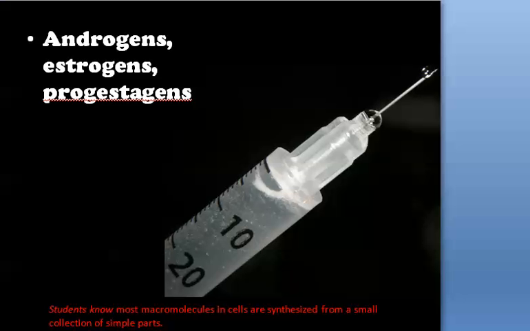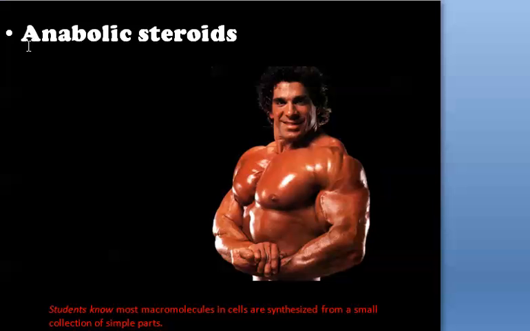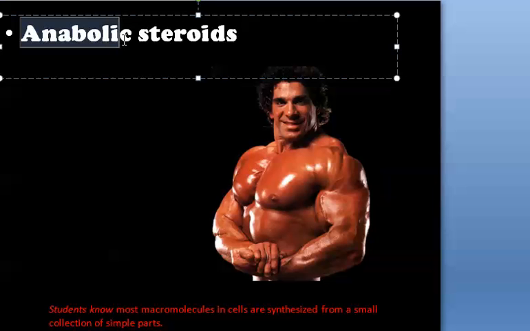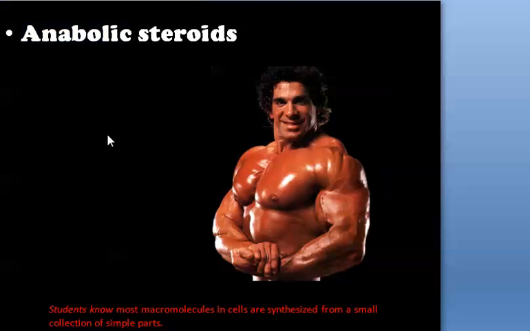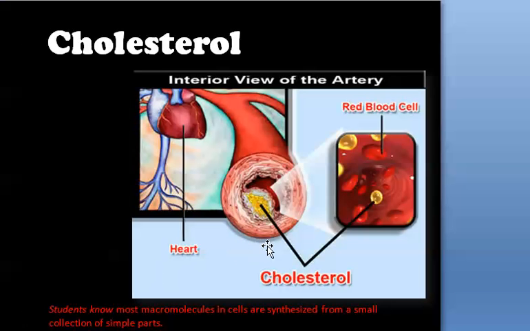We have anabolic steroids. Remember, anabolic means getting bigger, building things. So like Lou Ferrigno here, known for using steroids. Not a good thing, but something to help you remember. We also have cholesterol, like I mentioned before. Some cholesterol is good, some bad. Sometimes it clogs up the arteries. There's different types of cholesterol.